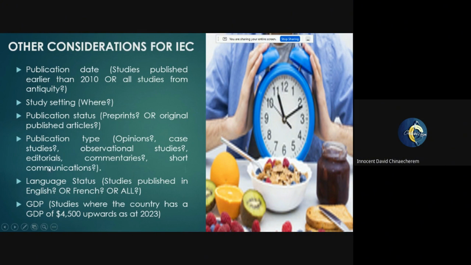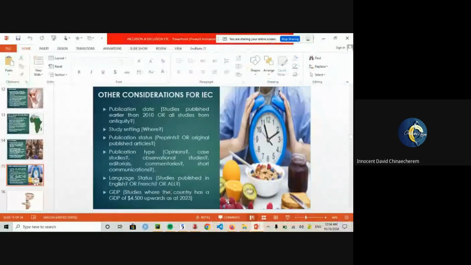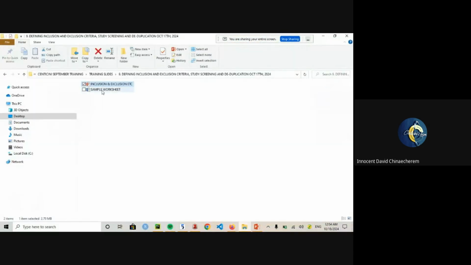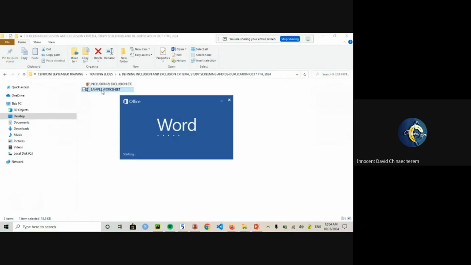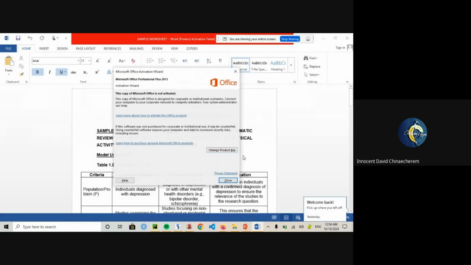So let's say we are doing a study on cervical cancer screening services in low and middle income countries. That means we could also add GDP in our inclusion and exclusion criteria so that we can clearly define any study that we classify as being in a low or middle income country. And that is where we can put these figures. And then maybe in our exclusion criteria, we can also have other reasons. So let's jump into a quick practical example, where I've formulated a sample worksheet for us to use in also having a clearer understanding of what I am talking about.